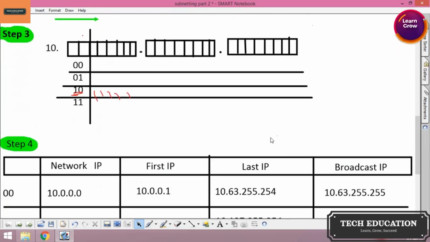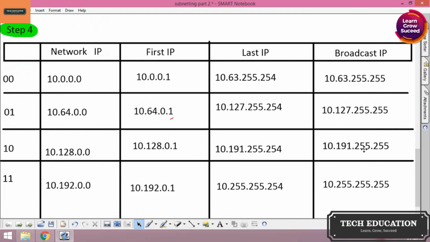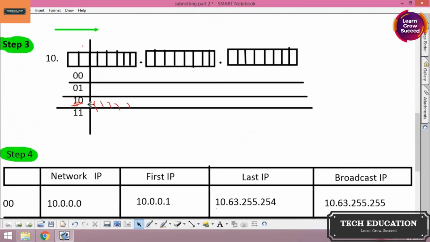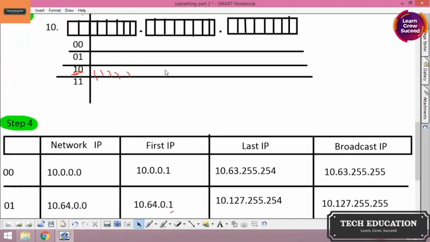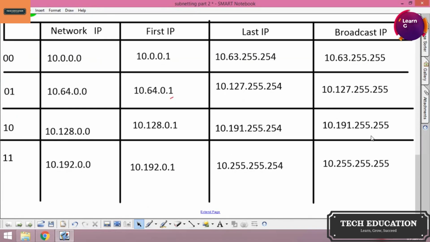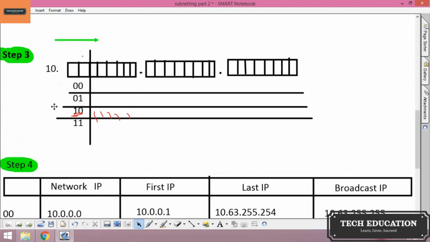So now 191.255.254, and this side 255, this side except the last bit is 0, 254, and this side also the same, all host bits apply 1 1 1 1. So this side 64 is there: 255 minus 64, 191, and remaining all host bits apply 1 1 1. And the next combination: don't disturb network portions.